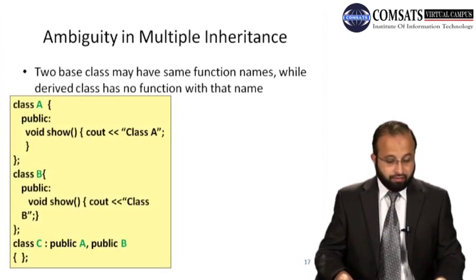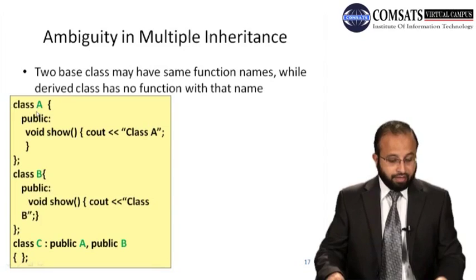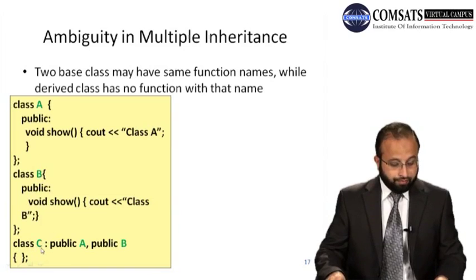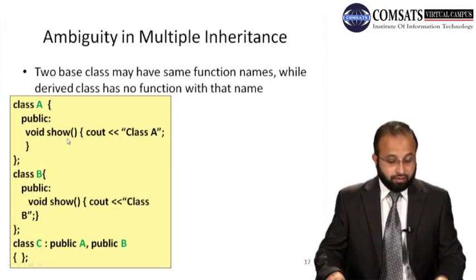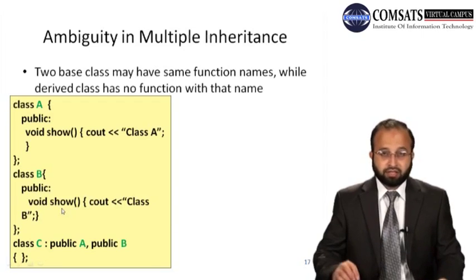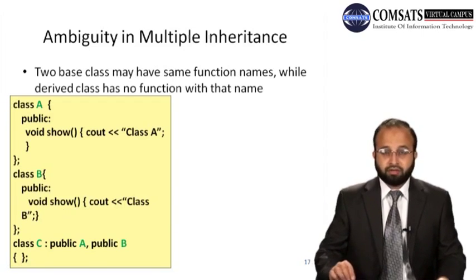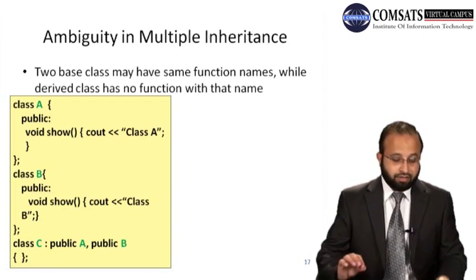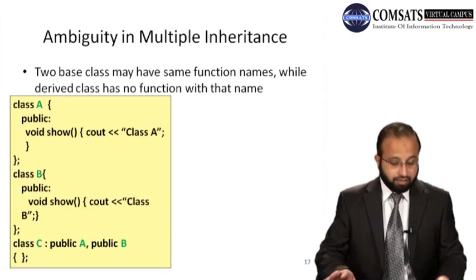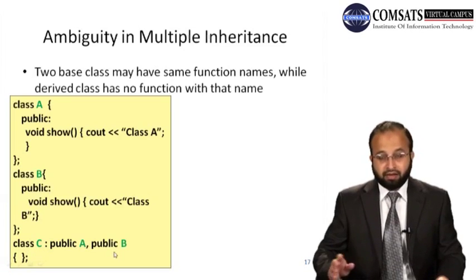For example, in a class A and class B, class C is derived from class A and class B, and in class A we have a function show that has the same prototype as the function show in class B. So in B we also have a function named show, in class A also a function named show, and both have the same type, that is return type, number of parameters, whatever, they are the same. Now class C is derived from class A and class B.